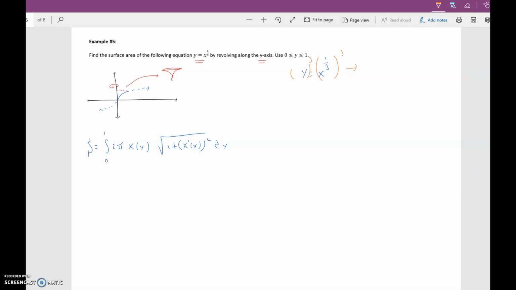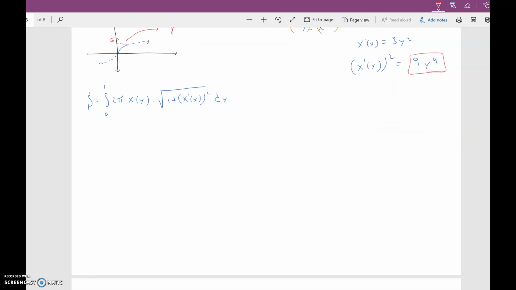So we're going to end up with an actual x is equal to y to the third power, x prime of y is equal to 3y to the second, x prime of y squared is equal to 9y to the fourth. So this is actually the portion that we're going to need, and let me actually rewrite it. I'm going to extract the 2 pi since we don't need it, so it'll be 2 pi integral from 0 to 1 of y to the third, and then the square root of 1 plus 9y to the 4 dy.